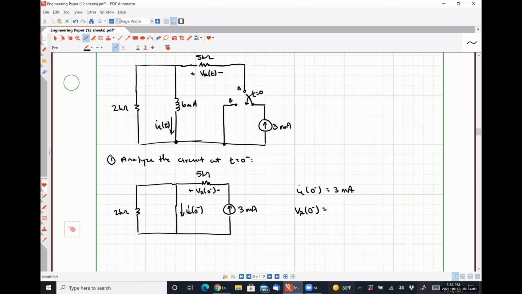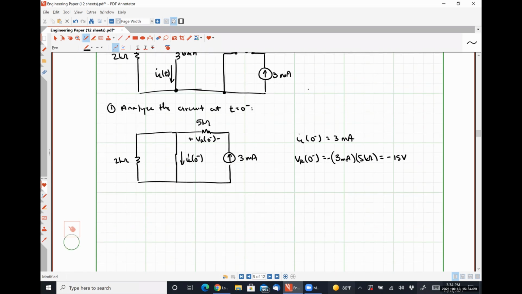Negative 15 volts. The current is entering the negative polarity terminal, so it will look like negative 15 volts. Just to be clear, negative 3 milliamps times 5 kilo ohms is equal to negative 15 volts. How do you feel about our circuit analysis at t equals 0 minus? Hopefully fairly straightforward.